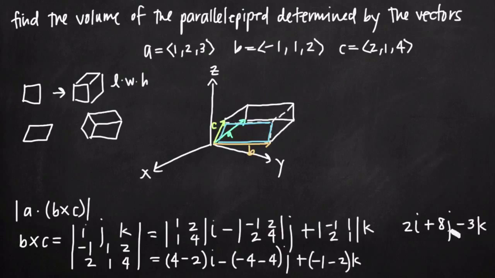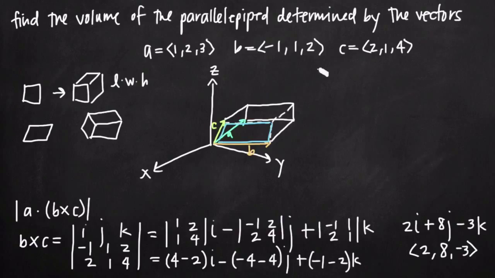Remember, this is the cross product of B and C. We can also call this 2, 8, negative 3 when we just take the coefficients on i, j, and k. Now, in order to find the dot product of A and this cross product of B and C, we're just going to do A, 1, 2, and 3 times 2, 8, and negative 3.